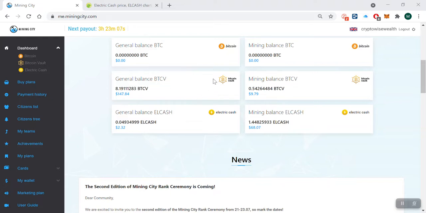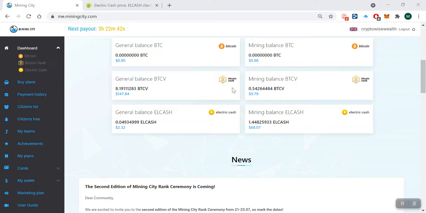General balance, all your mining earnings before, I think, the 13th of October would be in your general balance. General balance will have all your commissions as well. And your mining earnings after the 13th of October will be in your mining balance. So this is just the summary of your balances.